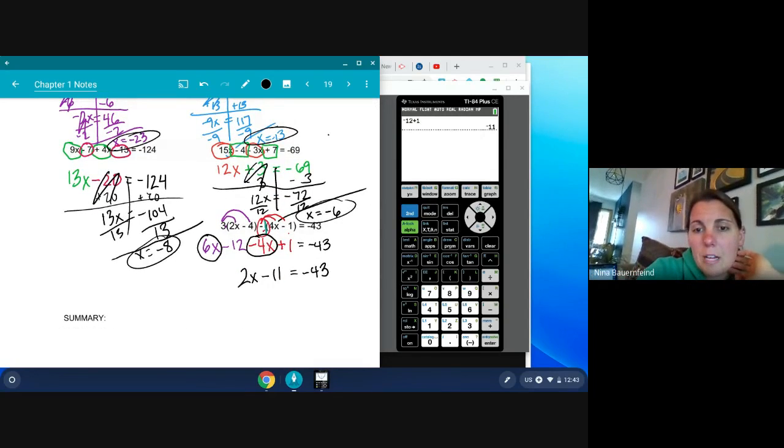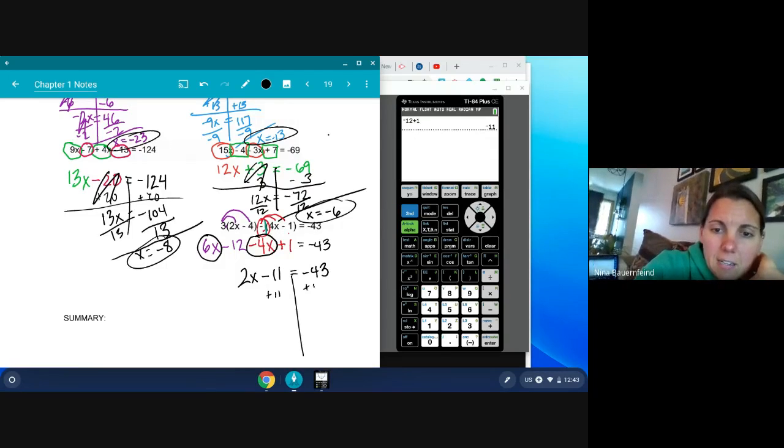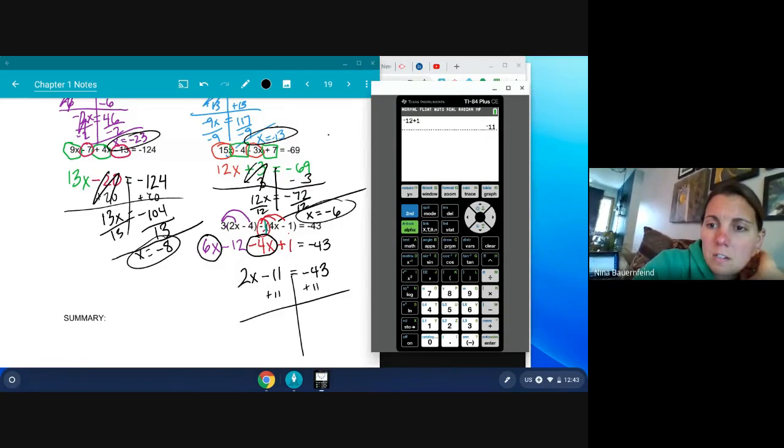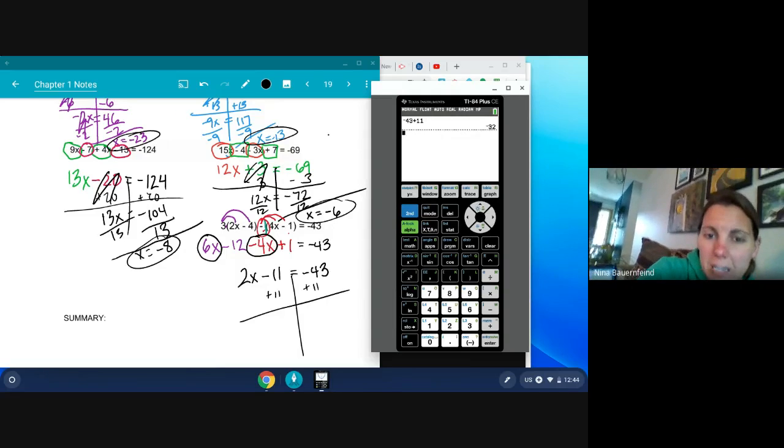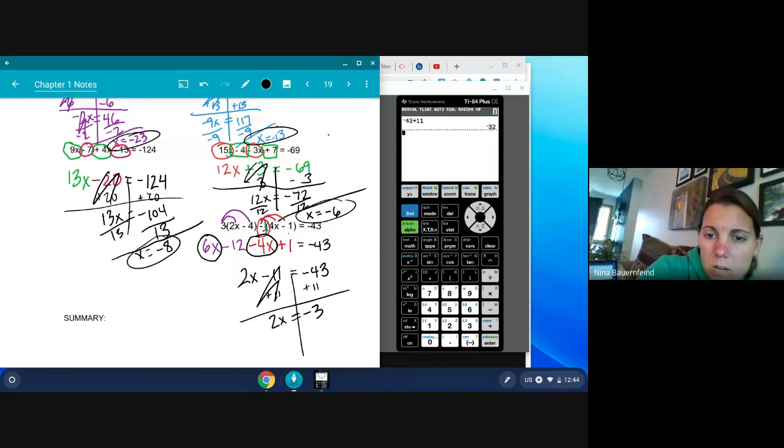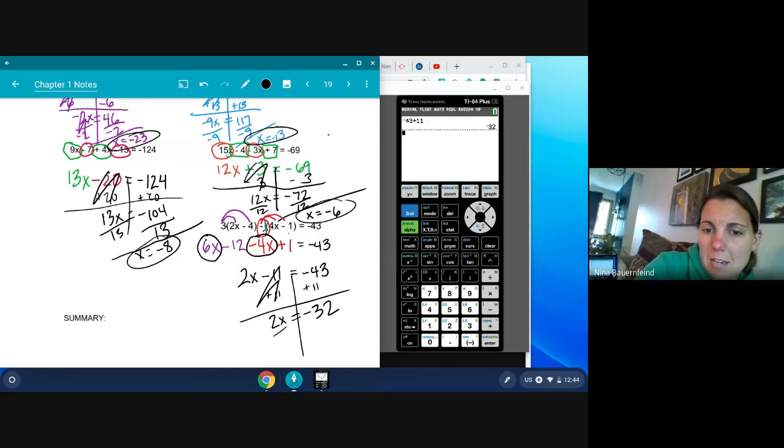And then we drop our line. We're going to add 11 to both sides. Add 11. So here we're going to go -43 plus 11. And we get -32. And then divide by 2.